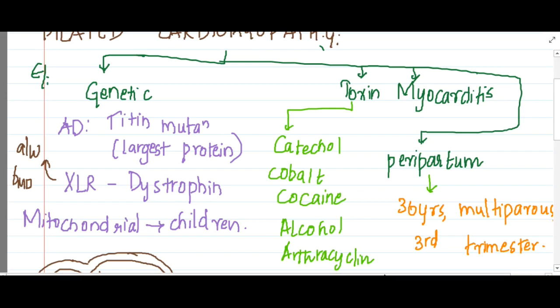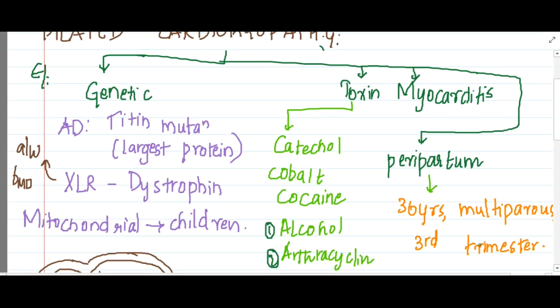Next, the second important toxin is anthracycline, and also doxorubicin or adriamycin, which is one more chemical agent and an important cause of dilated cardiomyopathy. Cobalt is also an important heavy metal involved in dilated cardiomyopathy.